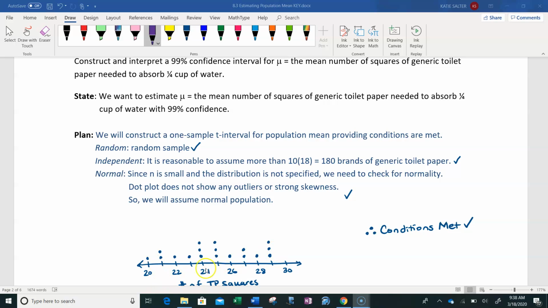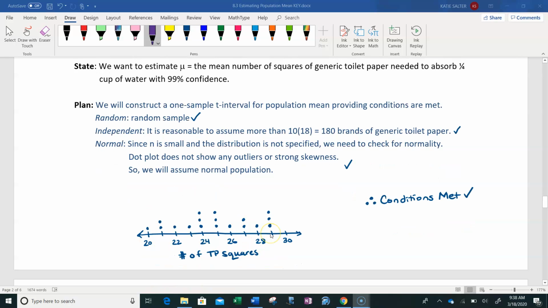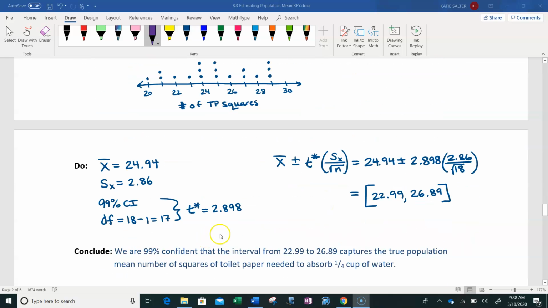So what we've done down here is a dot plot, because the dot plot does not show any outliers or strong skewness, and sample size was 18, so between that 15 and 30, we can assume a normal population or approximately normal population, and the conditions are met. Very important that you actually put this graph on your paper. All right, so then the do part.